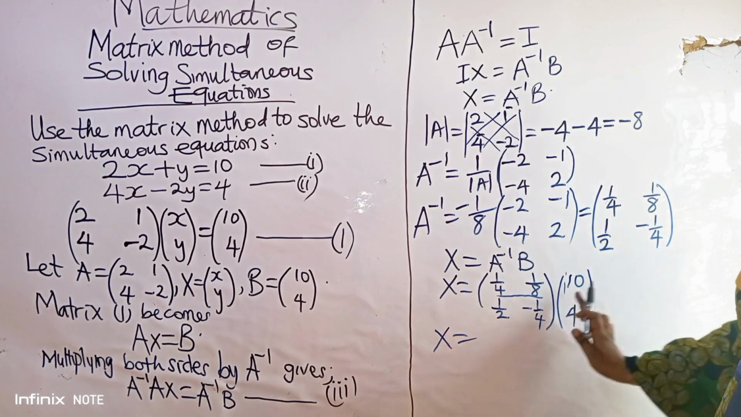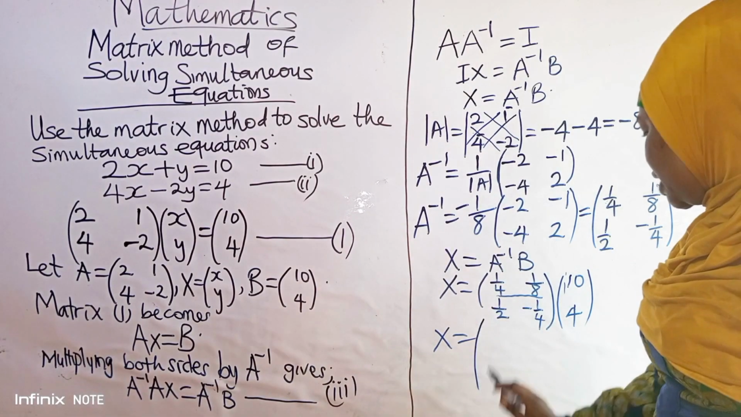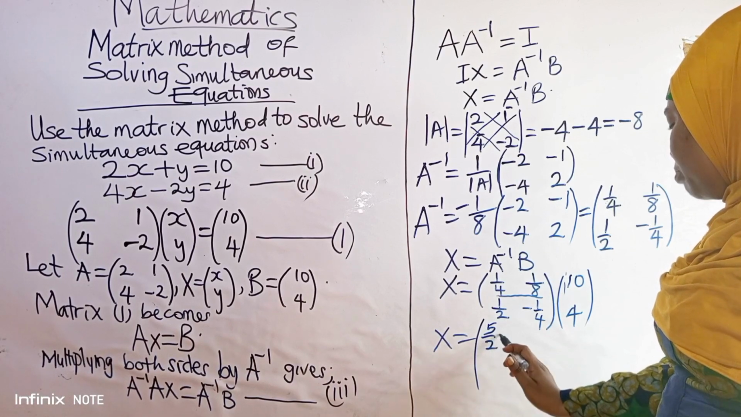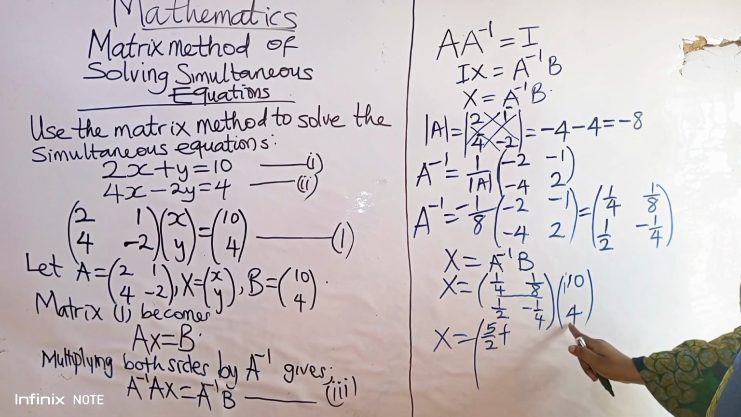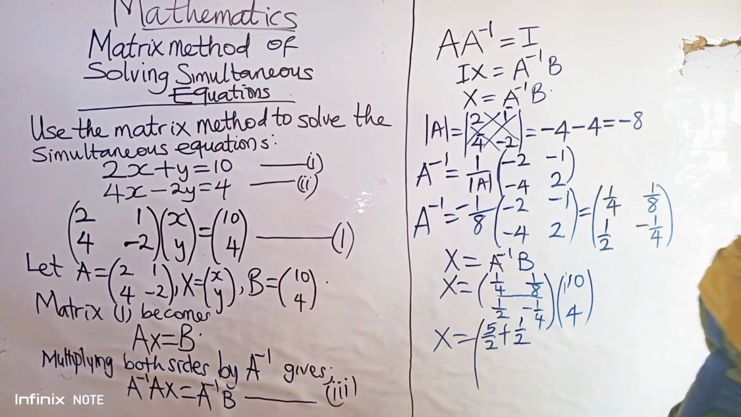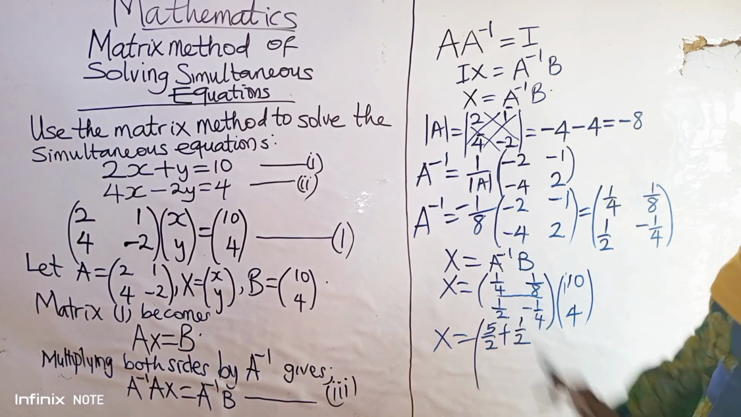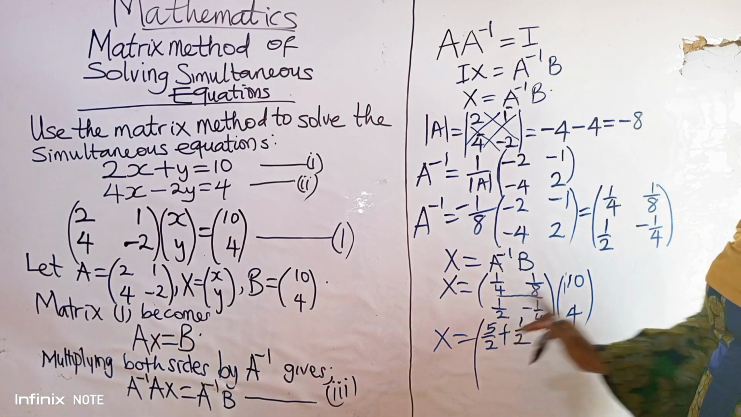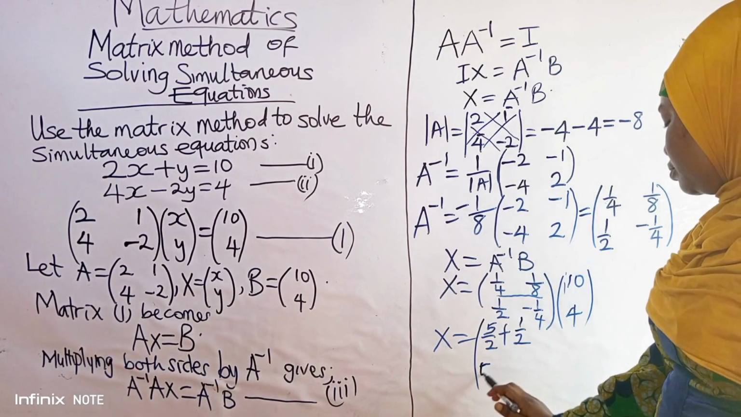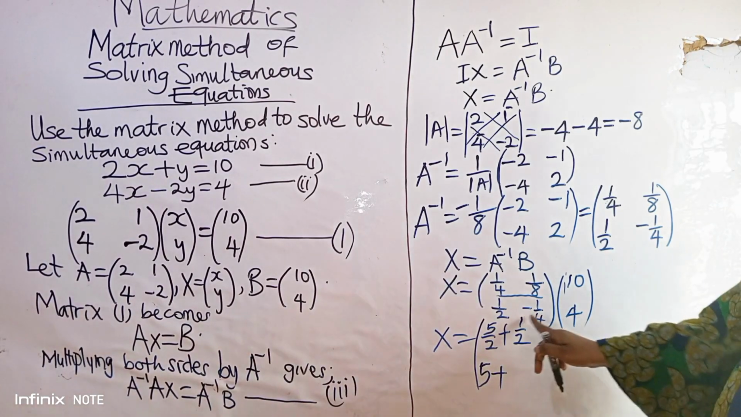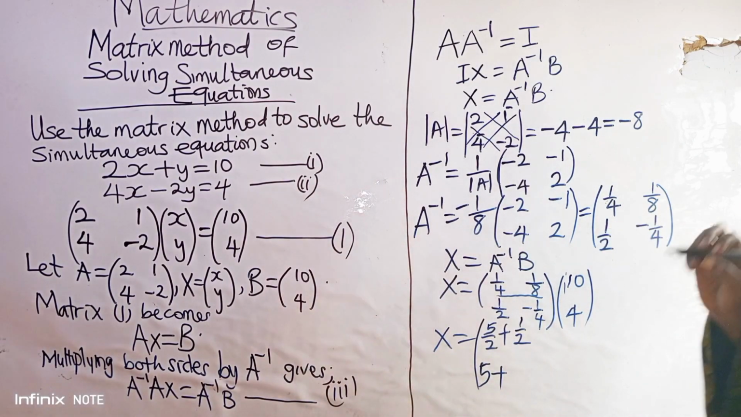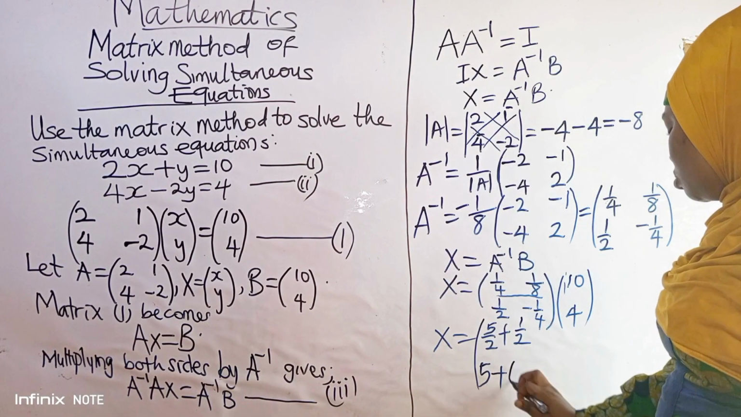So 1 over 4 multiplied by 10 gives me 10 over 4, and that is 5 over 2. Then plus 1 over 8 multiplied by 4 gives me 4 over 8, and that is 1 over 2. Then you do the same thing for the second row of the first matrix. So 1 over 2 multiplied by 10 gives me 10 over 2, and that is 5. Plus minus 1 over 4 multiplied by 4 gives me minus 4 over 4, and that is minus 1.